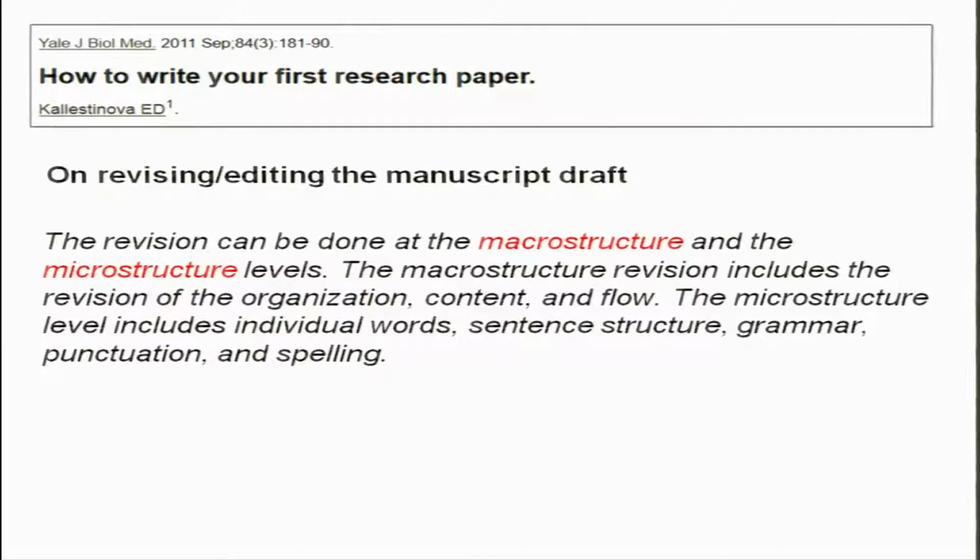The revision can be done at the macrostructure and at the microstructure. There are two different levels at which you do revision. What is that? The macrostructure revision includes the revision of organization. Let us say I bring in certain ideas and then bring in a hypothesis. The idea that I bring in may not be in the flow. I want to rearrange them so that it conveys the meaning better. So, that is the revision of the organization, content and flow, right. The microstructure is every sentence, what words you use, how you coin the words, how you convey. Individual words, sentence structure, grammar, punctuation and spelling, all these fall into the microstructure.